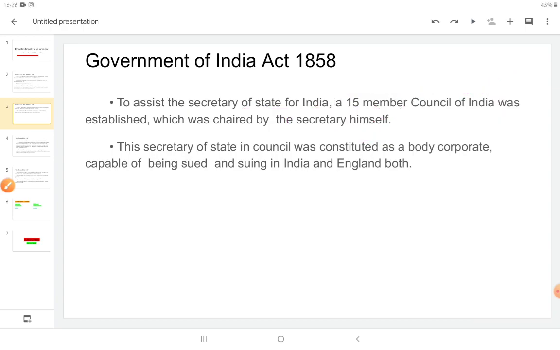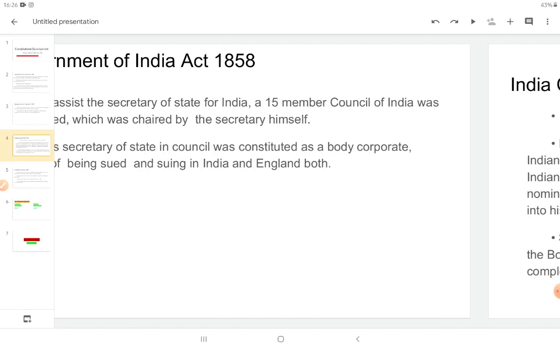So this was the case with the Act of 1858. There were a few other provisions, but these were the important provisions regarding Indian polity.